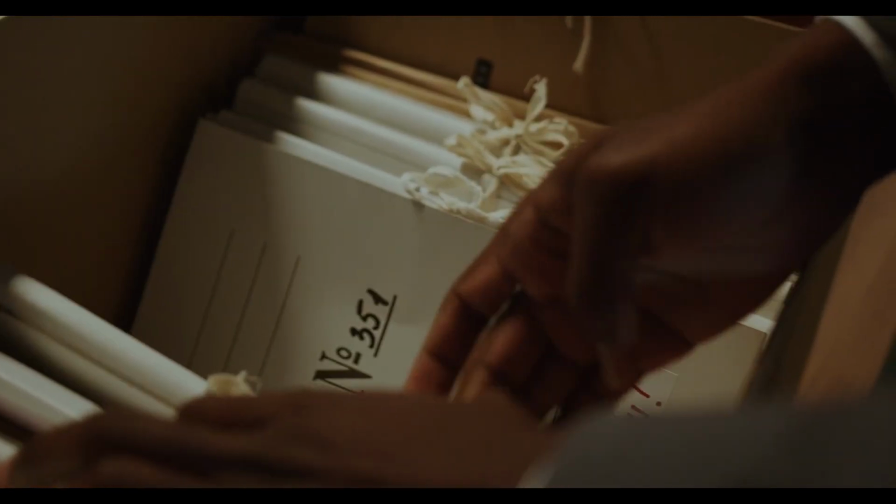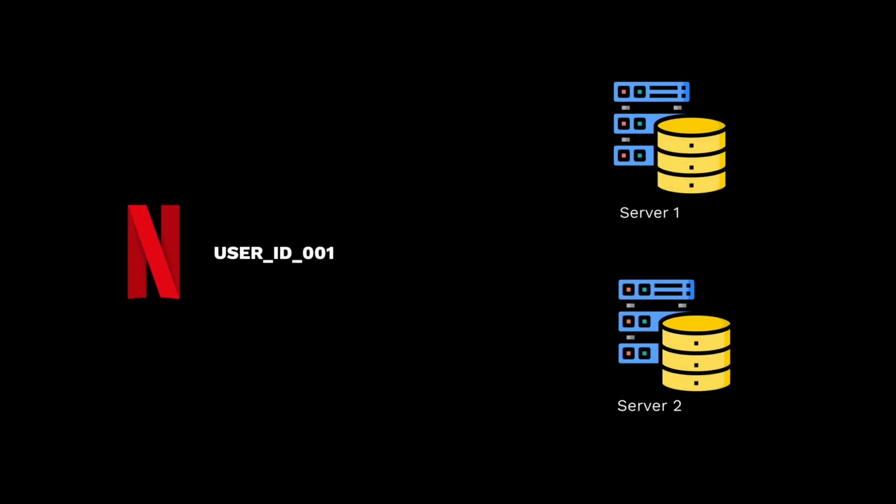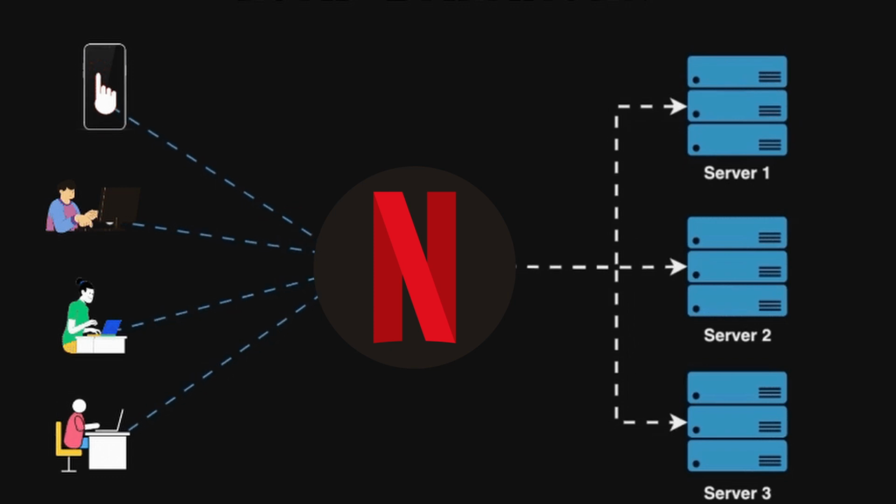Think of sharding like a massive sorting system. Netflix takes your unique user ID and assigns you to a specific server. If your ID ends in A, your data lives on server 1. If it ends in B, you go to server 2. This way, no single computer gets overwhelmed. They distribute the load across thousands of machines, so the system stays fast for everyone.